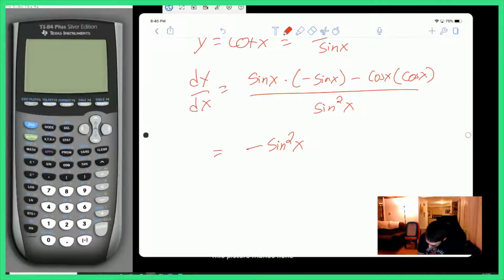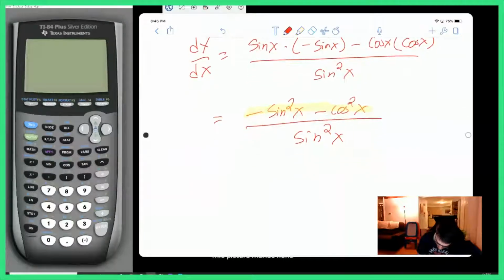And then I have minus cosine squared x all over sine squared x. Okay, and in order to simplify this, I'm probably going to need to use my identity in some capacity. So I'm just real quickly going to write that off to the side: sine squared x plus cosine squared x is 1.